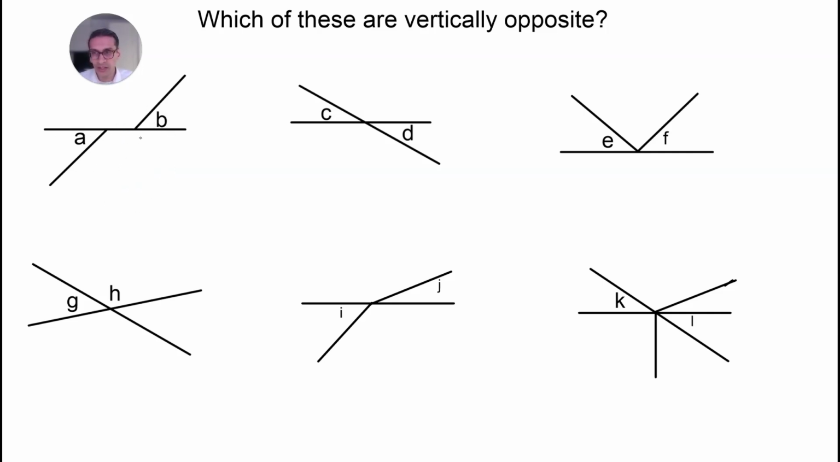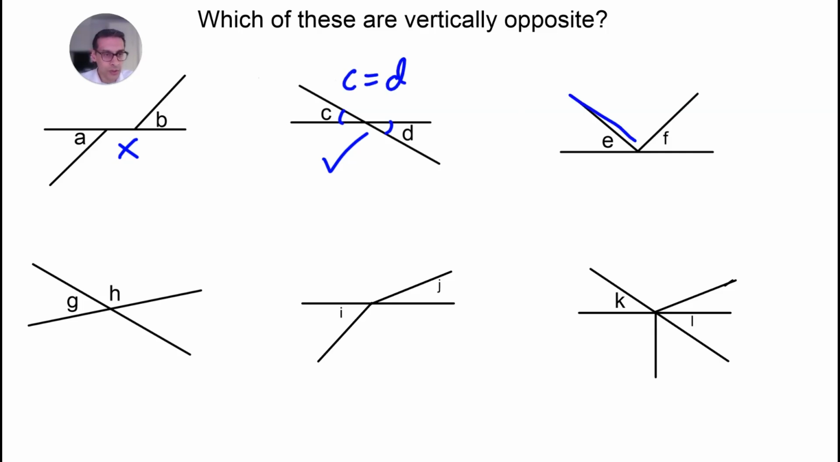So there's not much to say. They're not vertically opposite, so we can definitely say that. So that's no. Here we've got 2 straight lines, and these are vertically opposite each other. So yes, they are equal. So we can say C is equal to D.